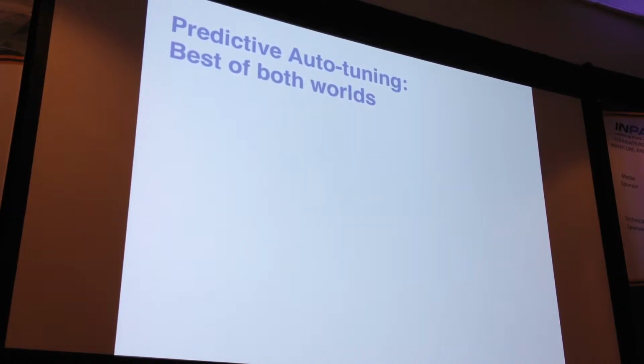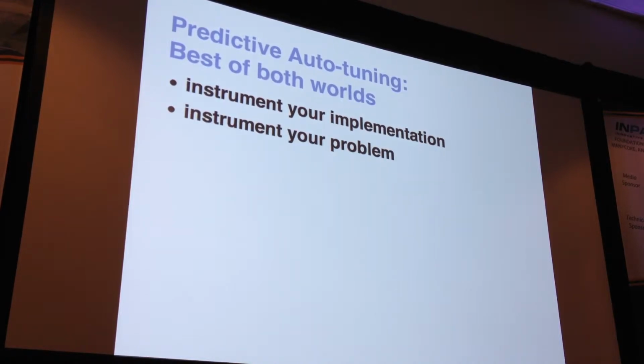So what we're suggesting to use is what's called predictive auto-tuning. We're calling it that. And it's the best of both worlds. That's the pitch. You start by instrumenting your implementation, as usual, and then you instrument your problem. So that's new. This means, whereas your original implementation might have had a number of like, I'm going to use blocks of size 8 by 8 by 16 or something, and there's these numbers that say how to actually generate a code.